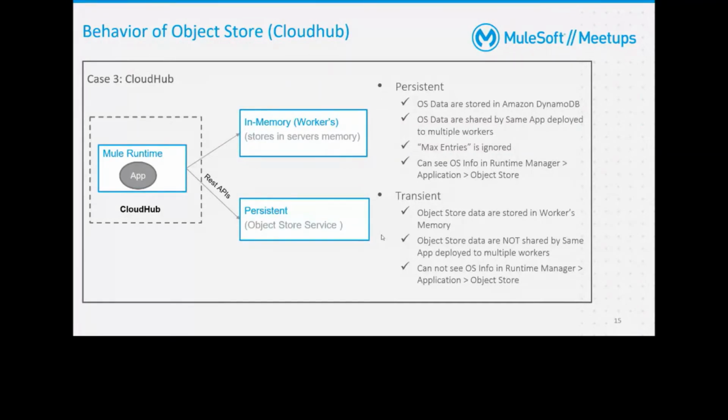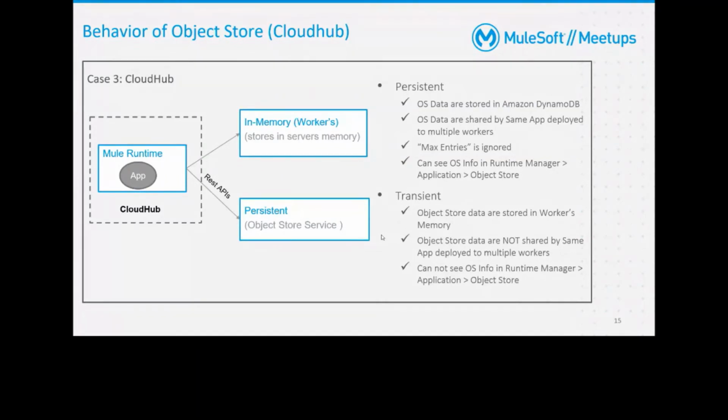But internally, it uses REST APIs to connect to object store services. But if the same application is deployed on a runtime on-prem, then it will be stored in files. So this is what happens internally. Mule takes care of this. Yeah. So in this CloudHub case, as I said, we will be using object store services.